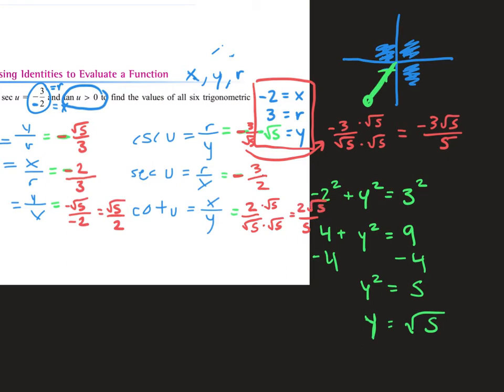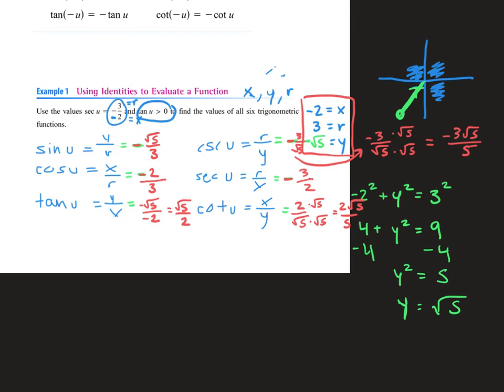I'm tired too. So we get 2 square root 5 over 5. So we've done this in chapter 4. This is not new stuff yet. The next example is new. Any questions on this? Ready for the next one?